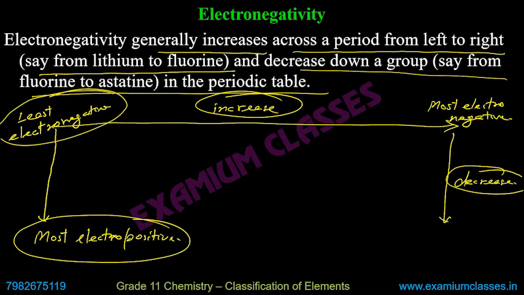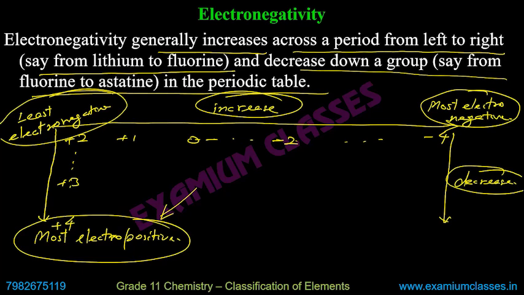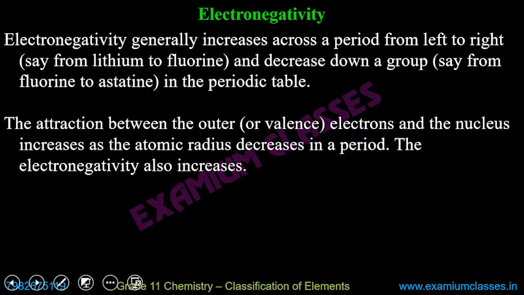Say here it is -4, from -4 to say -2, then 0, +1, +2, and again +3, +4. Electronegativity is decreasing. So from minus to plus, it means from most electronegative to most electropositive. Just try to retain these concepts when we do the questions. It will be clear whether you are able to apply these concepts or not at that place.